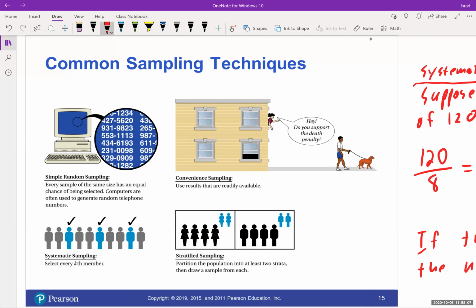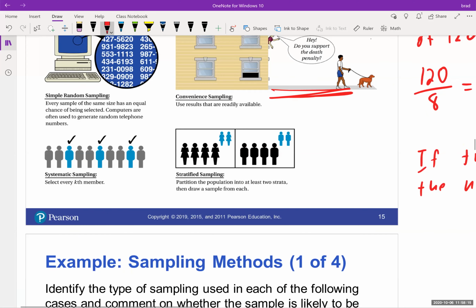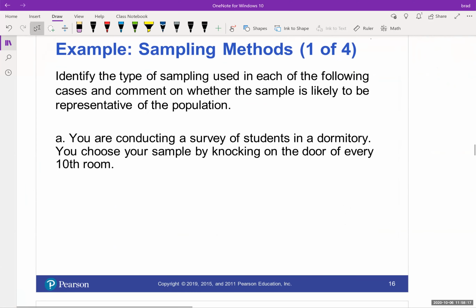Convenience sampling, use results that are readily available, just talking to people like outside your door or in your neighborhood. I kind of went over stratified already. So it says identify the sampling method used in each of the following cases and comment on whether the sample is likely to be representative of the population. Okay, so let's see here.